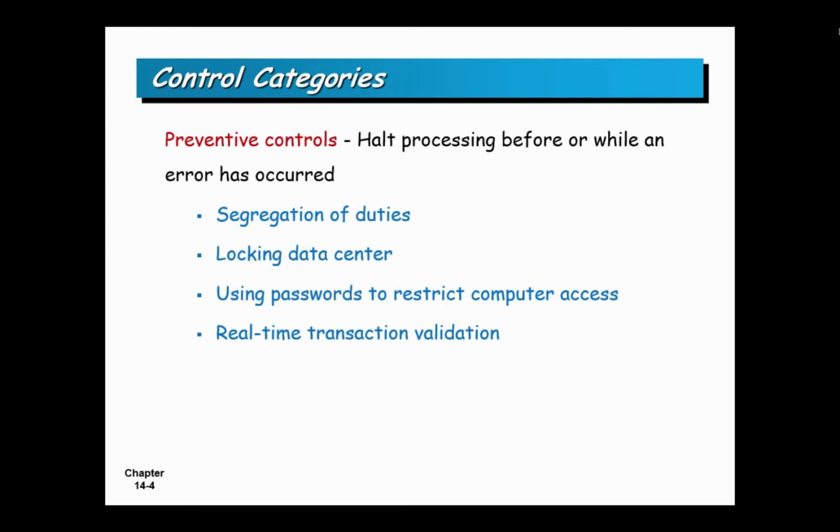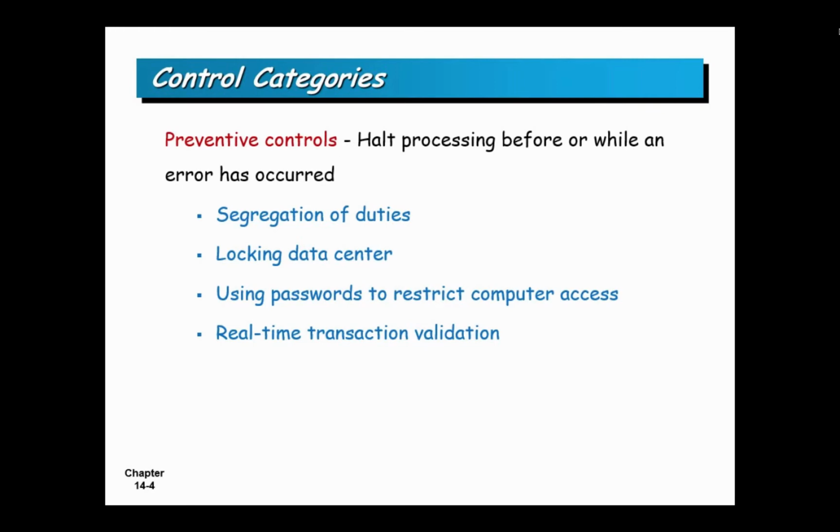Examples of preventative controls could be in the accounting world, segregation of duties, so that you prevent fraud by having 2 people sign off on something. Another preventative control could be a lock on a door, whether it's a data center or this room, prevents people from stealing computers. That's a preventative control. Passwords to restrict access prevents the wrong person from coming in and doing something they shouldn't do.